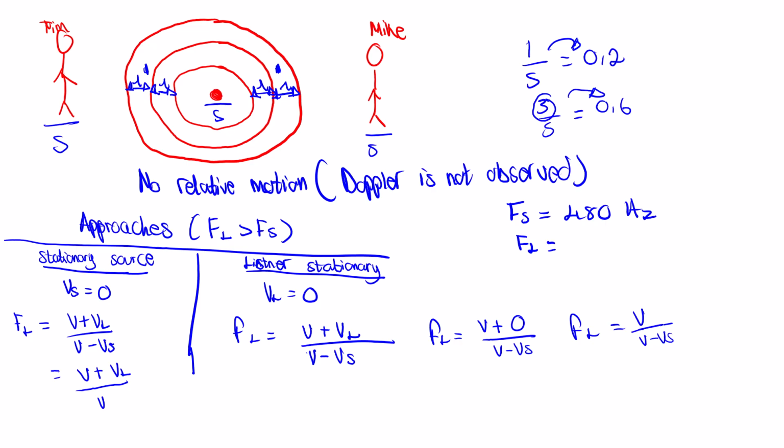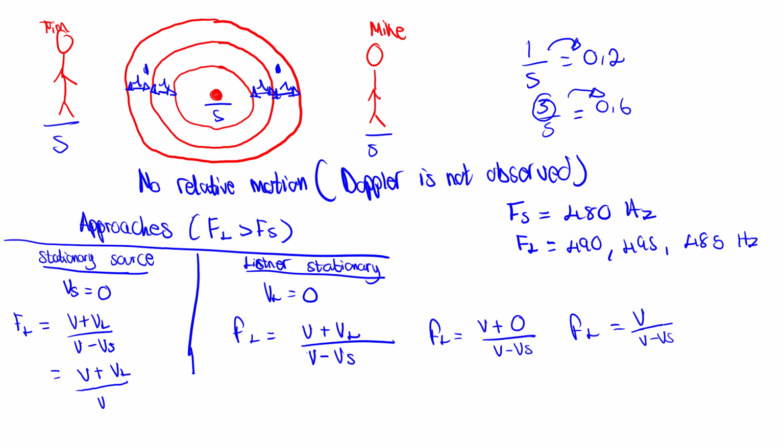So when calculating, I cannot get an answer that is less than 480. I have to get an answer that is greater than 480, right? So an answer which is greater than 480, we can just say 490, we can just say 495, we can just say 485 hertz, right? As long as my answer is greater than the frequency of the source, it's an indication that I have done my calculations correctly, right?